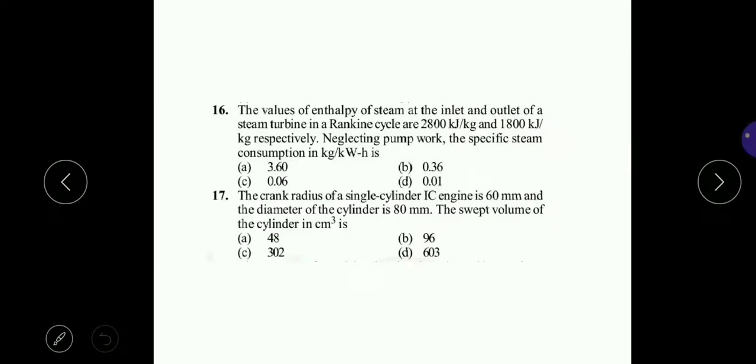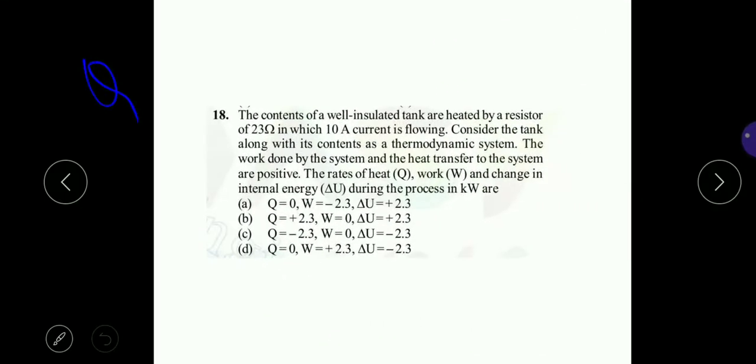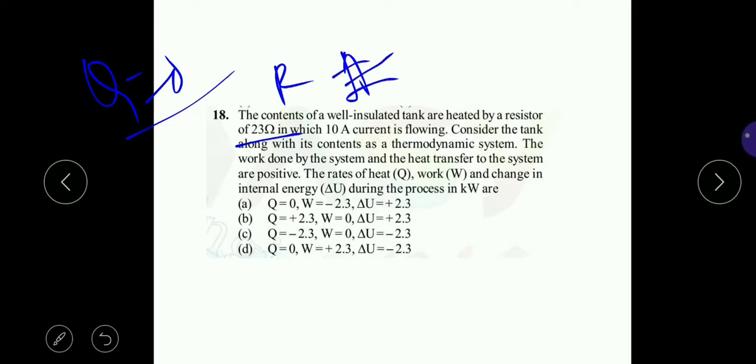Then next, the walls of the container are insulated. Okay, so insulated means dQ will be equal to 0. So Q equals 0. Then the resistance R is given 23 ohm, and the current I is given 10 ampere. Consider the tank which contains a thermodynamic system. The work done by the system and heat transfer to the system are taken as positive. The rates of Q and W you need to calculate.